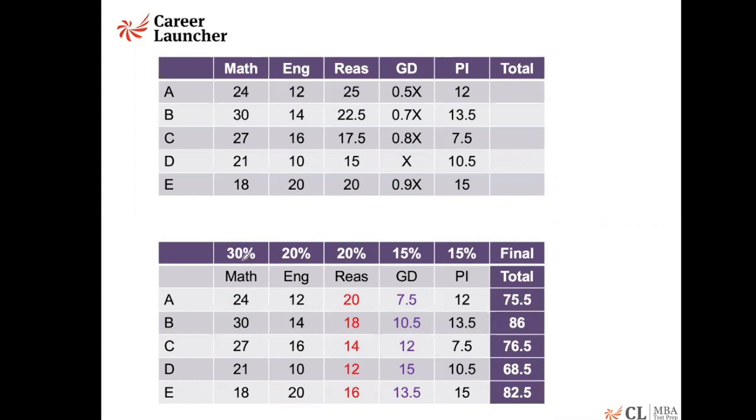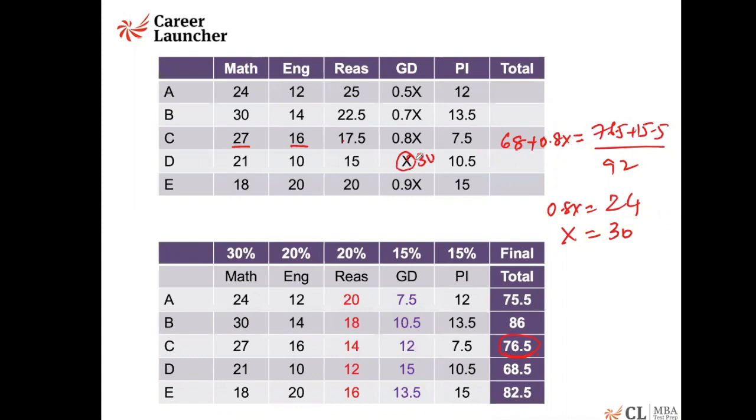Look at this. C's raw score will be what? 27 plus 16, 43, 53 plus 15, 68. This is 68 plus 0.8x. This is 15.5 more than 76.5, so 76.5 plus 15.5. This is how much? This is 92. So 0.8x is equal to 92 minus 68, which is 24. This is 20%. 80% is 24. X will be equal to 30. That is what I got. X is equal to 30.